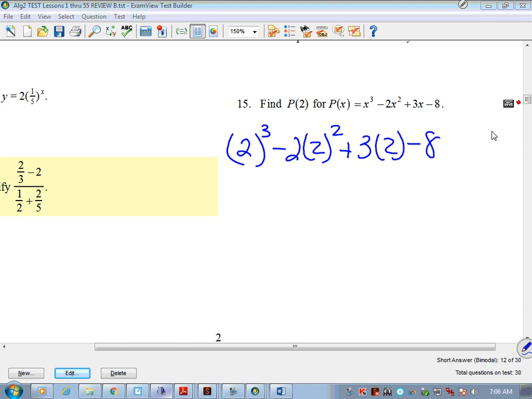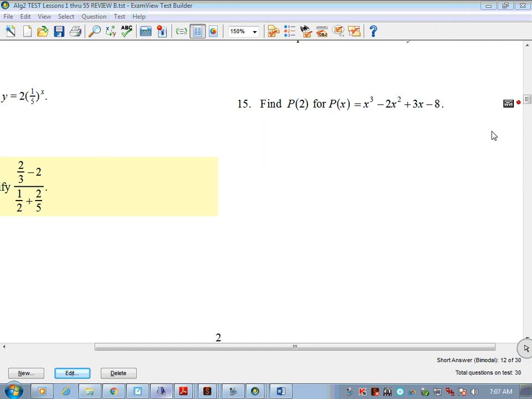Now, you're probably going to use your calculator for this, but we can do this relatively quickly. 2 to the third is 8. Okay, 2 squared is 4. Okay, 2 times 2 is 4. Times negative 2 is going to be negative 8. 3 times 2 is 6. Okay, so my 8s are going to cancel out, and I should get 6 minus 8, which is negative 2. Question number 15. So we get P of 2, my answer is negative 2. All right.